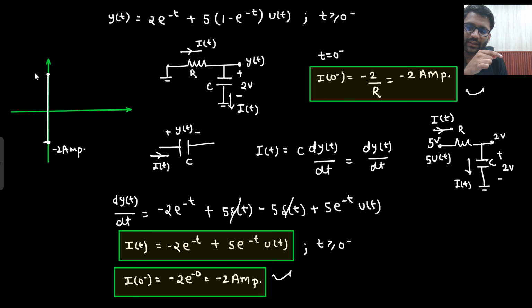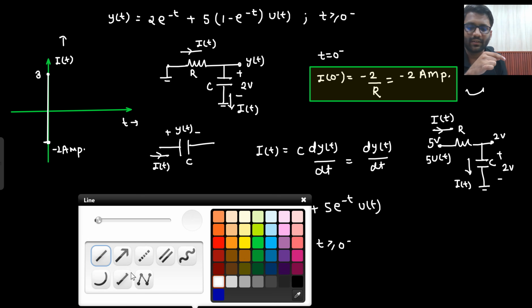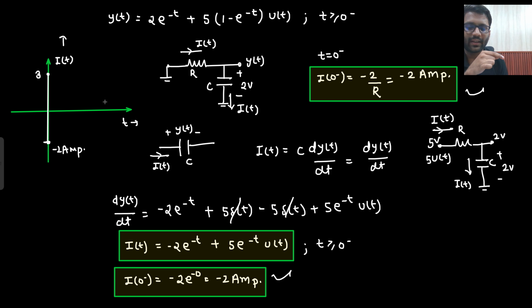Suddenly from minus 2, the current became 3 ampere. And then at steady state, the capacitor became 5 volts, that means the current went down to 0. Here we are not seeing it with respect to any expression, just by pure circuit analysis I am telling that initially the current was minus 2 by R, then suddenly 5 volt came into action, so 5 minus 2, the current became 3 ampere, and then it decayed down, the current became 0.